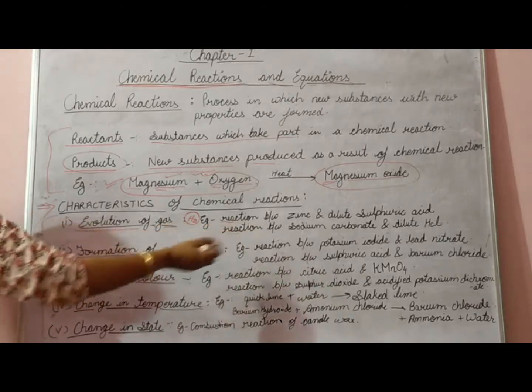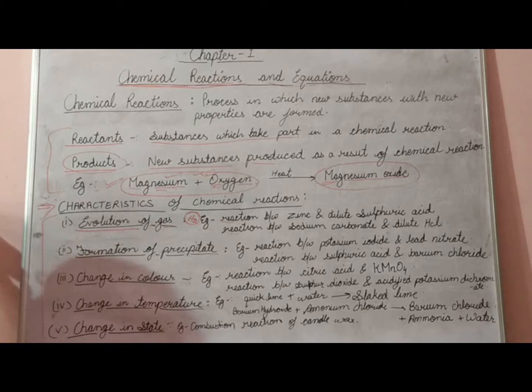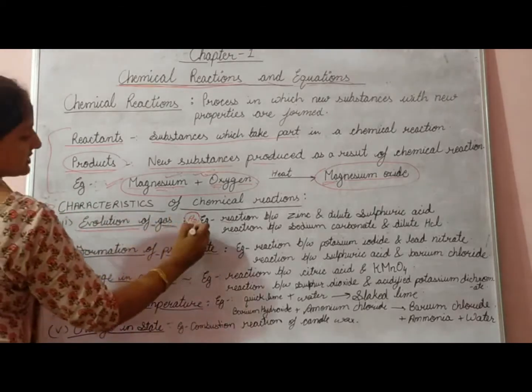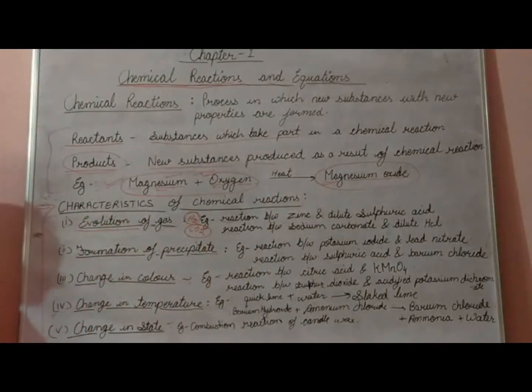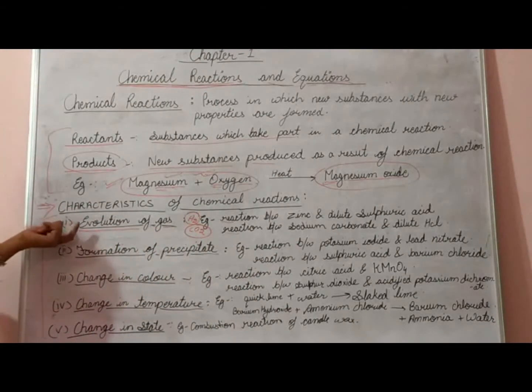Second example, the reaction between sodium carbonate and dilute hydrochloric acid. In this reaction also the evolution of gas takes place, but here the gas that evolves is carbon dioxide. This was about the characteristic of evolution of gas.